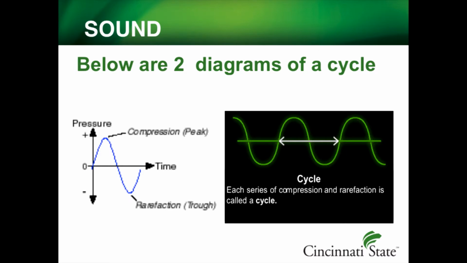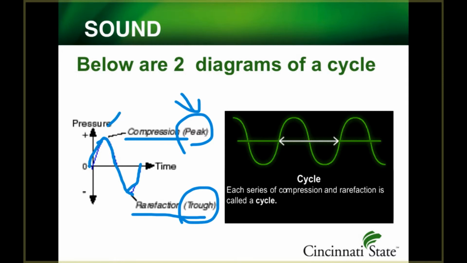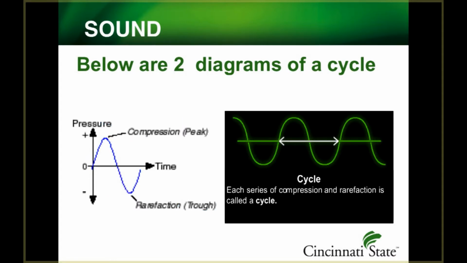Looking at the diagram again. Again, I'm sort of reiterating a lot of this because I really want you guys to understand this. When we are diagramming, this up here is our compression, our peak, followed by going through zero pressure to our rarefaction, the trough. This is called the trough. This is called the peak, going back up to zero pressure. If I was to say, identify the peak of a wave, you'd be pointing at the topmost part. If I was to say identify the trough of the wave, you would identify the lowest part. And going back, a cycle again is going from zero pressure to maximum, to zero pressure, minimum pressure, back up to zero pressure. All right.